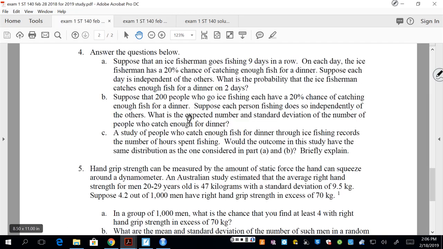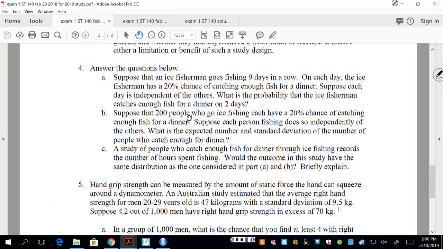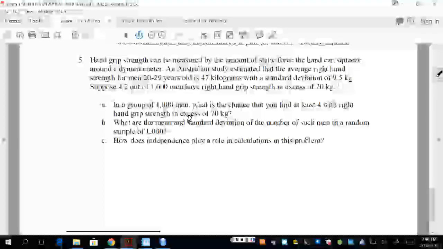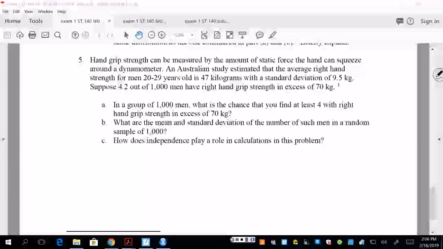Okay. So that's the fish one. This one is about hand grip strength. Now, when I asked this last year, we had talked about the normal distribution. So this one was made about the normal distribution. So the solution that's posted is the solution from last year that said something about normal, but I revised the question to be relevant for what we're doing.